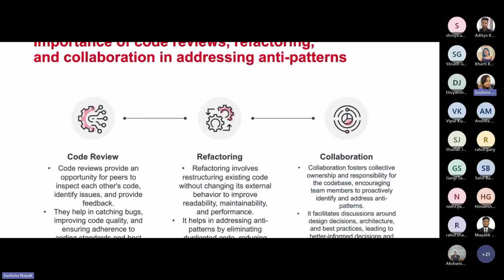Now, what is the importance of code reviews, refactoring and collaboration, and addressing anti-patterns? We already discussed what code review is, so we should do code reviews. Refactoring of code should also be done. It's not like once we have done it, it should not be done again. We should define some meeting times, like every 2 weeks or every 3 weeks, so that more and more refactoring can be done. And then we have collaboration, like knowledge sharing and building a culture of quality. So these can be done.